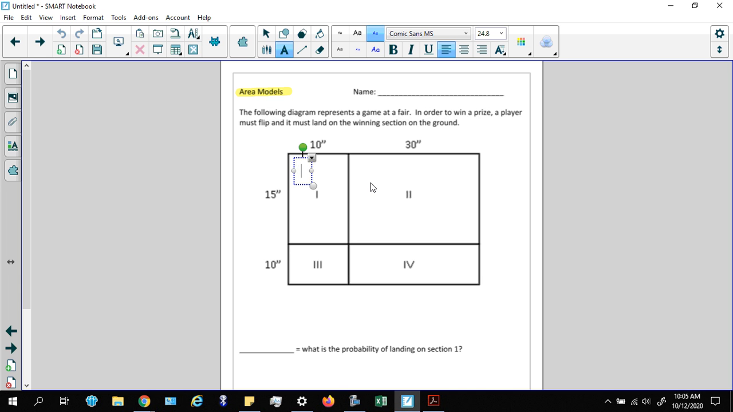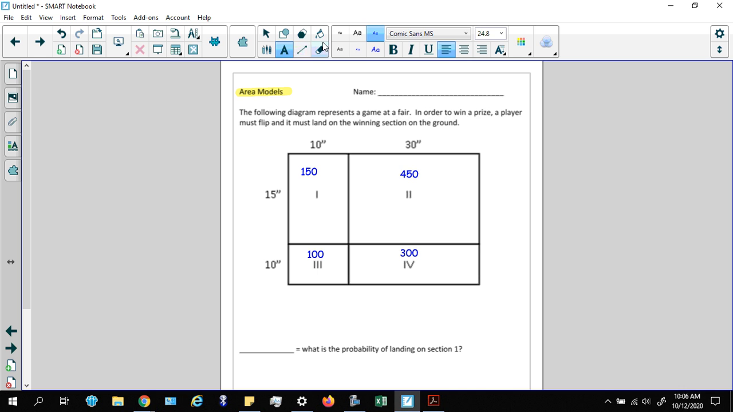15 by 50, area 1 would be 150 square units. I'm just going to go ahead and put 150. Area 2 would be 15 by 30, which I believe is 450. Area 3 would be 100, and then area 4 looks like it'd be 300 square inches. Now you might be asking, where am I getting this information? All I'm doing is multiplying length times width.